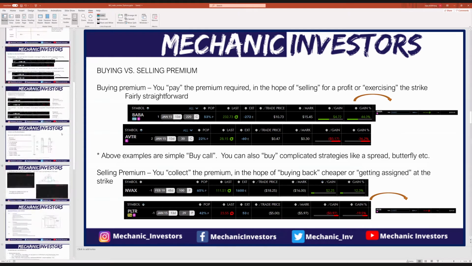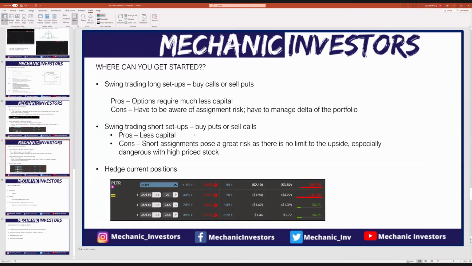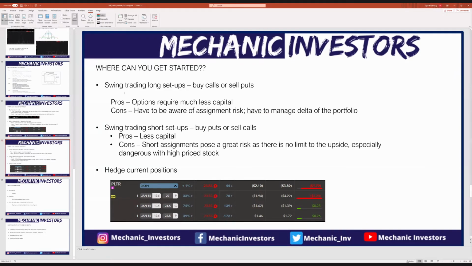I wait. So I could have done the same thing for SRNE. When SRNE was at 8, I could have bought just 2 calls and reduced my investment. Again, there is no reward without risk. The risk is always that SRNE doesn't go above and the call just loses value and you lose the money, but it's a fixed risk, right? So you can use options with much less capital, right? And again, this comes with assignment risk. You can also swing trade short setups.